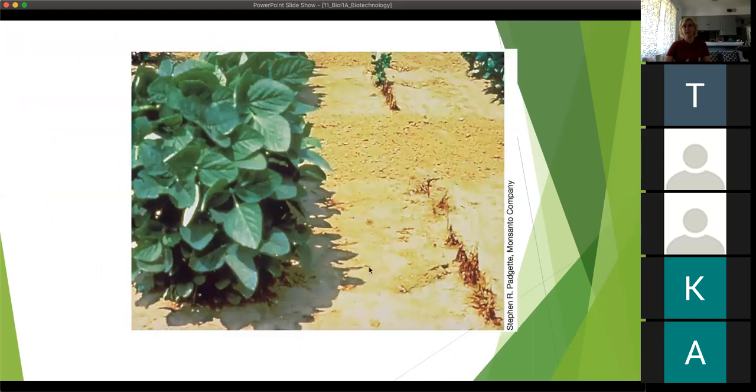So this is what it looks like. These are regular soybean plants, non-genetically modified soybean plants. Here are the genetically modified soybean plants that have all been sprayed with Roundup. And so this is from Monsanto. So this is trademarked and owned by Monsanto.